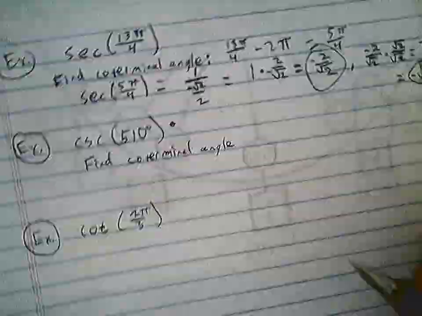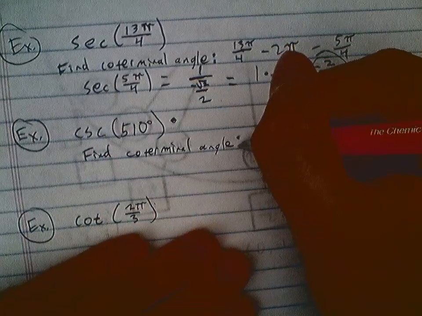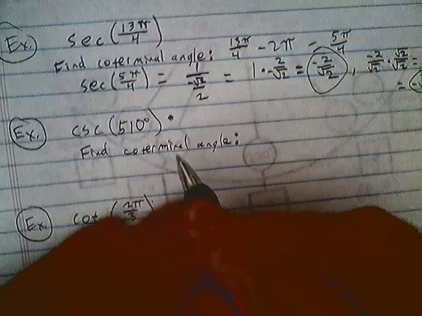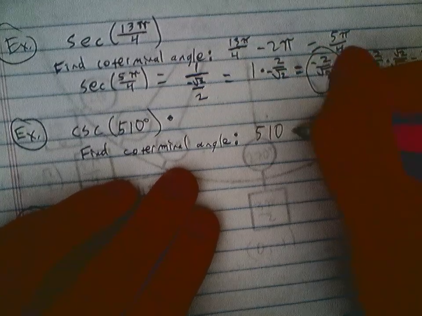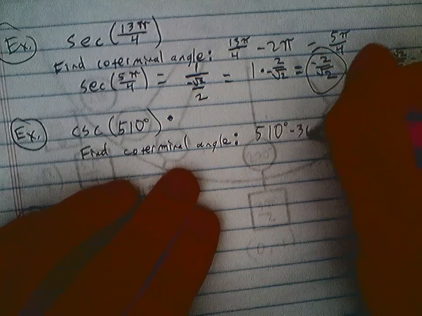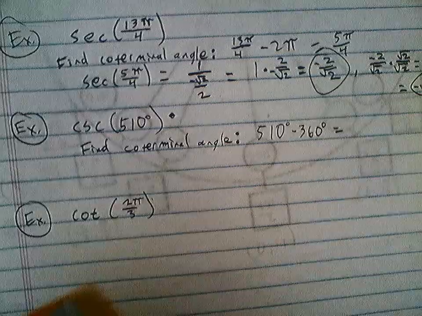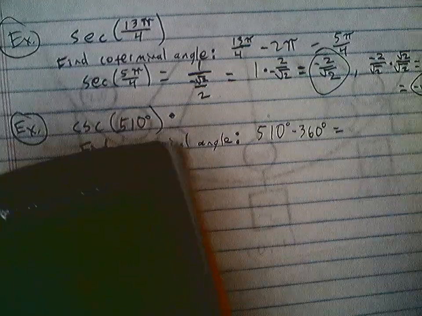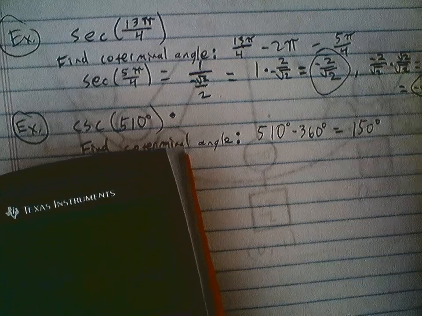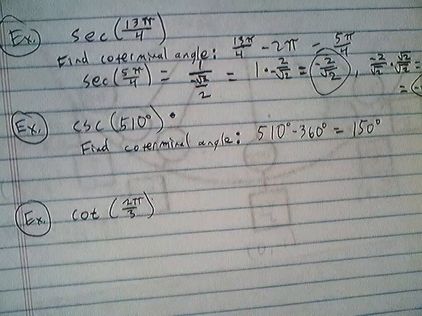This is the reason why I've had you guys practice finding coterminal angles for 2 days straight now, because it's a pretty big prerequisite skill for this section. So 510 degrees, let's see what it matches up with. I'm going to go ahead and subtract 360 degrees. That should be sufficient. 510 minus 360 gives me 150. So 510 degrees is the same thing as 150 degrees here on this unit circle.